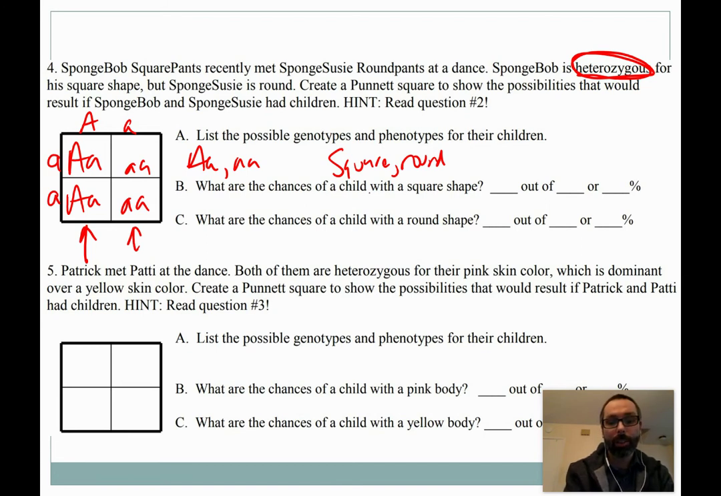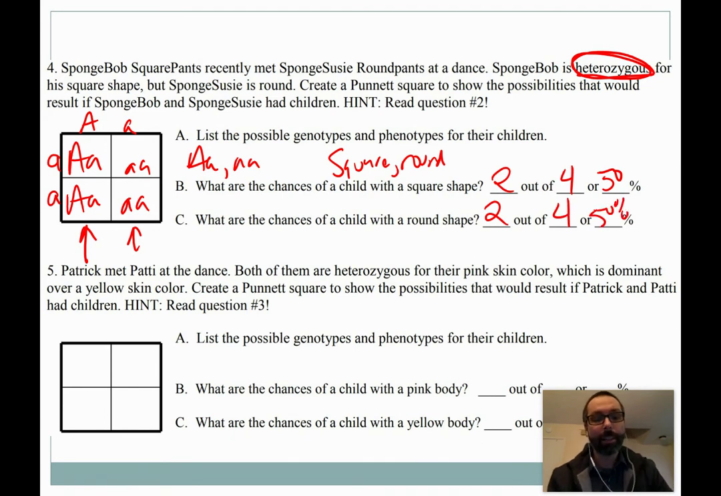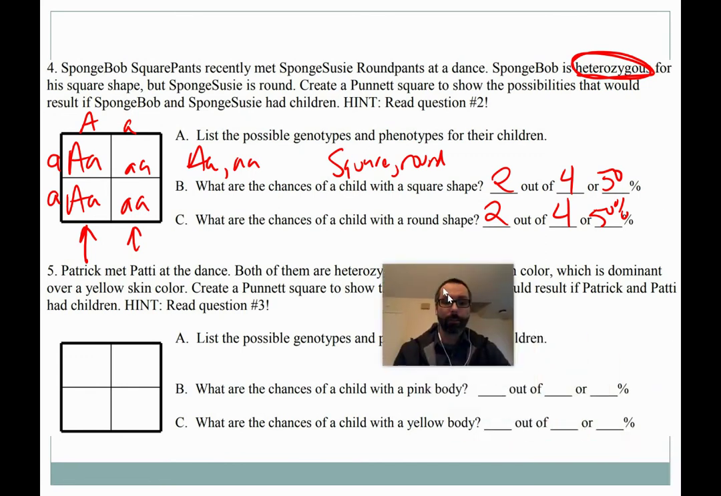What are the chances that the child will be a square shape? 2 out of 4, 50%. What are the chances the child will be a round shape? Also 2 out of 4, 50%. And there is our final answer, right? So if you just watched me do that one, now definitely you should go on to questions number 5, 6, 7, and I think there's an 8, and try those, because you've now seen basically how it works. It really doesn't change very much from that right there.